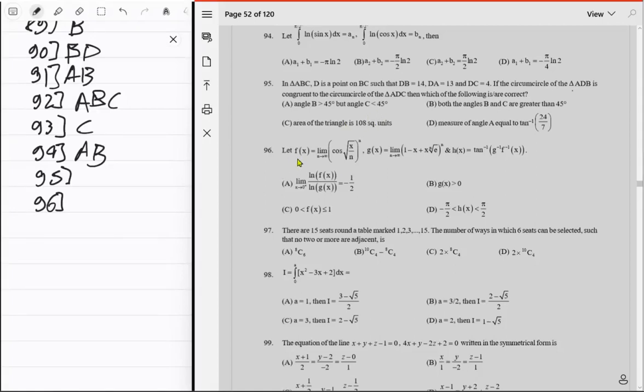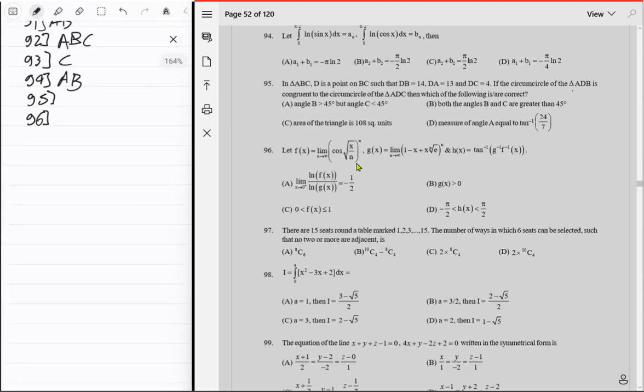96th. f(x) is equal to limit n tends to infinity of cosine of square root of x upon n, to the power n, and g(x) equal to this thing, h equal to that thing. Then, okay, so x tends to what? Infinity, and then square root of x upon, okay, n tends to infinity, not x tends to infinity. मतलब कि ये क्या हो रहा है? Okay, just that. I get it.